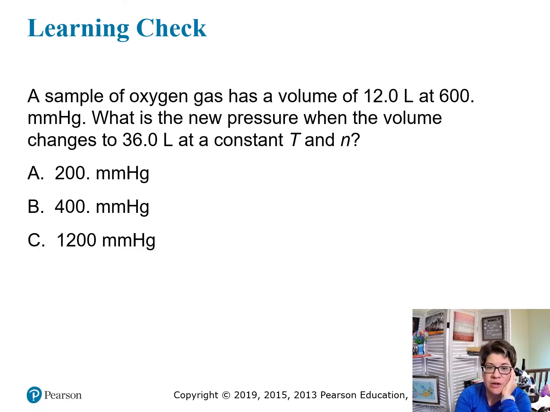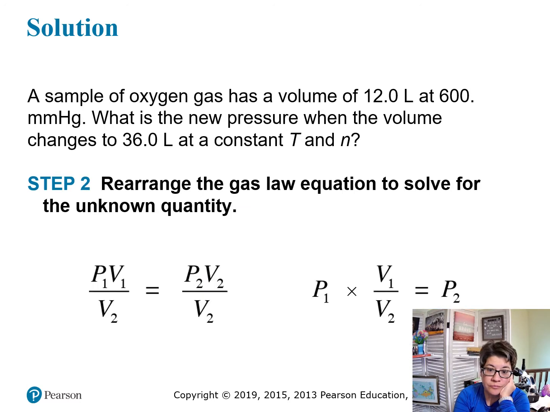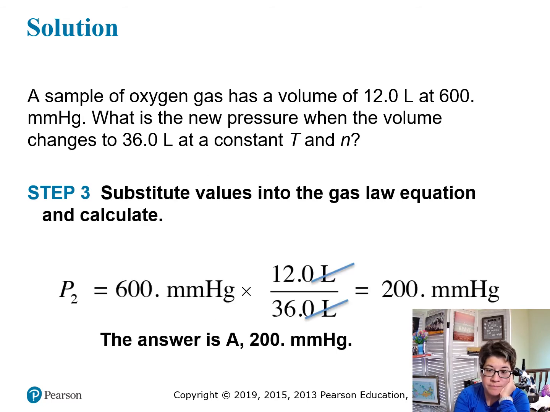See if you can do this one on your own. You're given the 3 variables here. You're given the 12 liters, 600 millimeters of mercury, and 36 liters. And so you're going to be solving for the pressure. So here's how you set it up. And here you're looking for pressure 2. And then you isolate pressure 2 from your equation and plug in your numbers. So your answer is A, 200 millimeters of mercury.